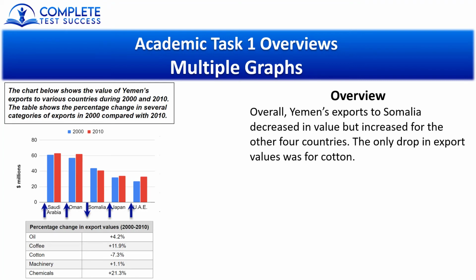And here's the overview. Overall, Yemen's exports to Somalia decreased in value, but increased for the other 4 countries. The only drop in export values was for cotton. Earlier in the lesson, I told you we would look at what to do when the overview is too short, and I actually have 2 possible solutions for you.